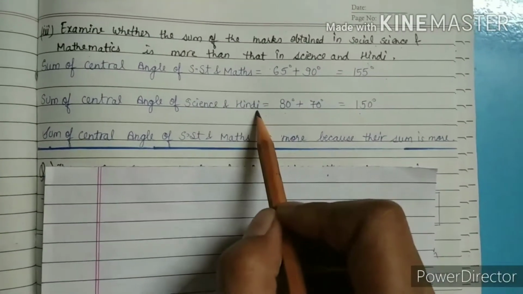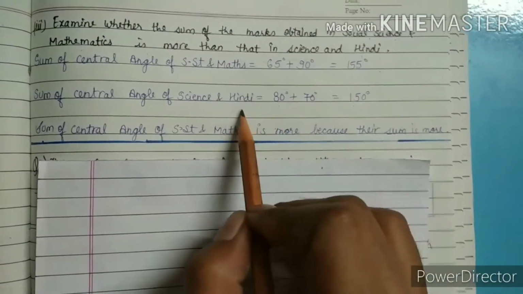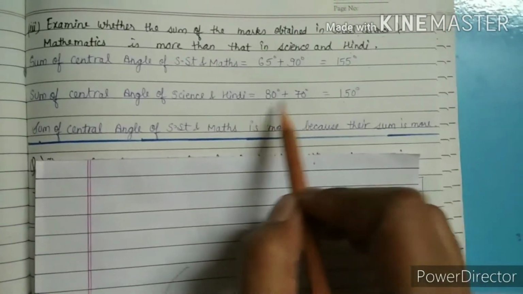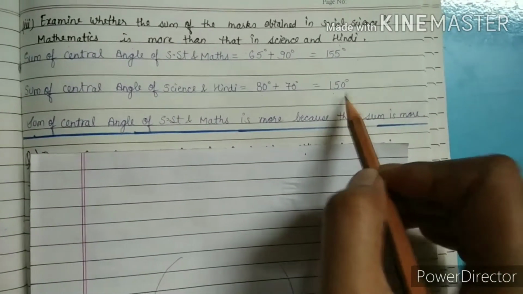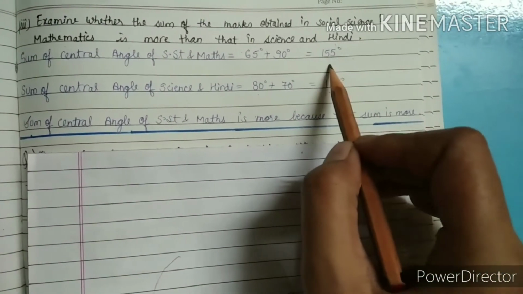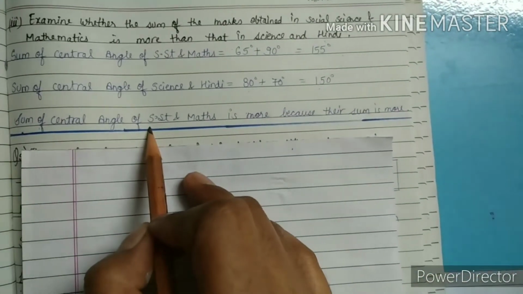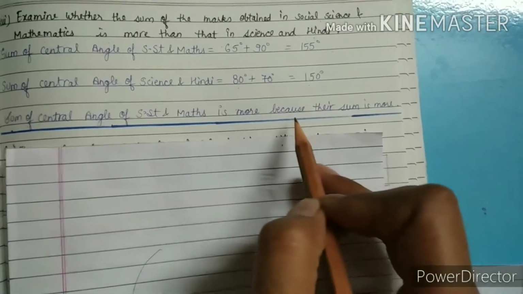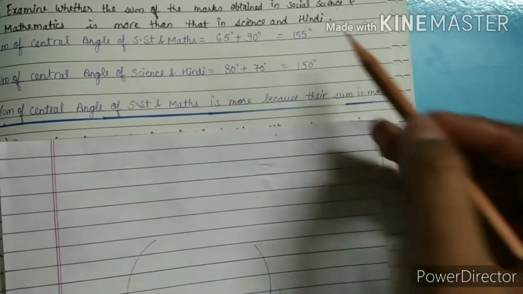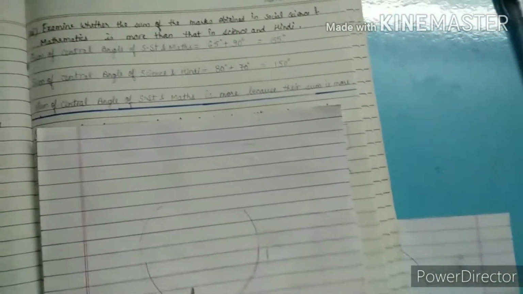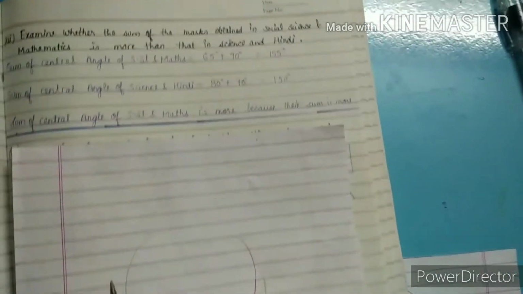Same as for science and Hindi. Science is 80 degrees, Hindi is 70 degrees. Their sum is 150 degrees. So we can see 155 is more than 150. So the sum of the central angles of SST and maths is more because their sum is more. Okay. So here we completed question number 4.